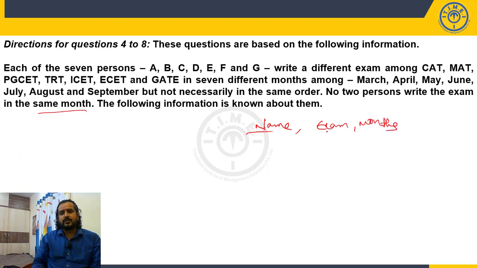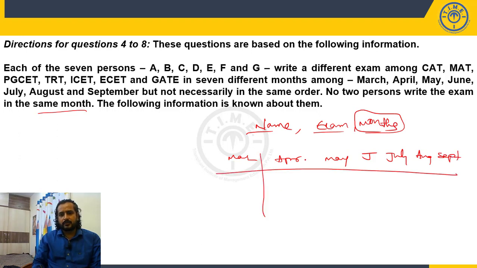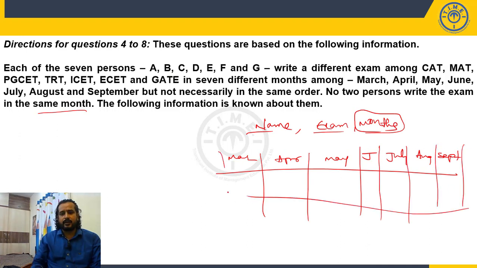So in this case, which is going to follow the definite sequence? Months. So what are we going to freeze? Months. So March, April, May, June, July, August, September. So we are going to freeze the months and we are going to distribute now who attended. Who attended the exam in the month of March and which exam it is. Who attended the exam in the month of April and what is that exam. That we are going to identify with the help of the given clues. Clear? So this is our basic structure.